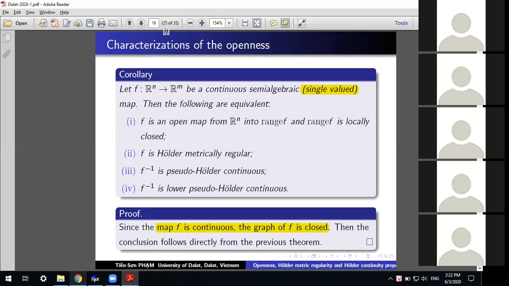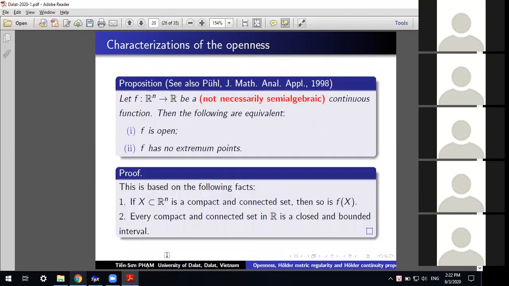In particular, when m equals 1, we have the following. Let F be a continuous function, not necessarily semi-algebraic. Then the following are equivalent. The first, F is open, and the second means F has no minimizer or maximizer. Okay, the two conditions are equivalent.